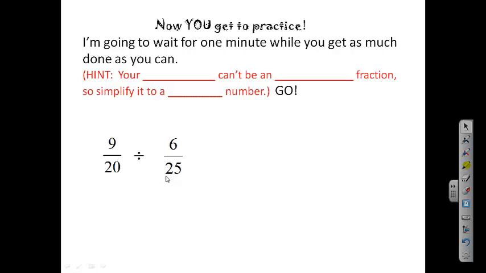Now you get to practice. I'm going to wait for 1 minute while you get as much done as you can. I'm going to give you a hint first. Your quotient, because that's the answer to a division problem, can't be an improper fraction. So simplify it back to a mixed number. Okay, 1 minute, go.